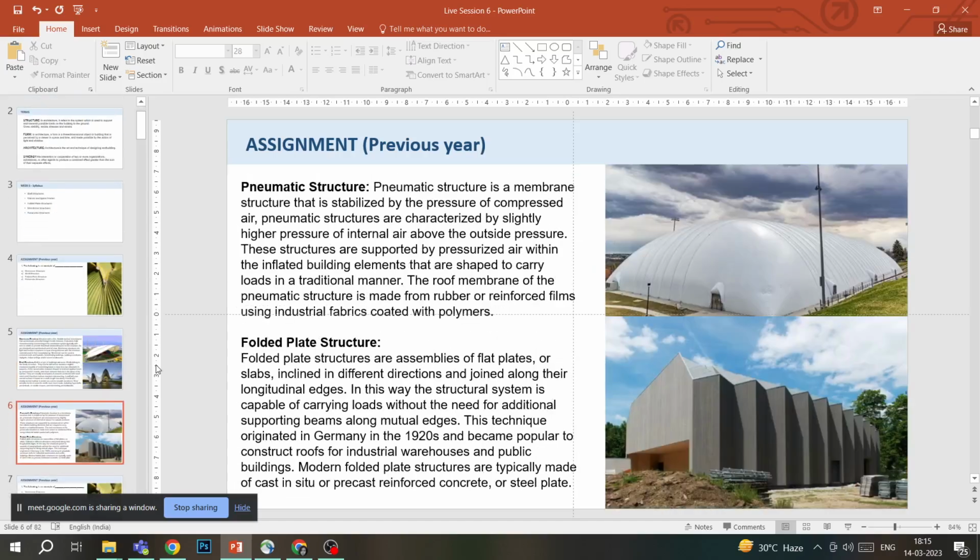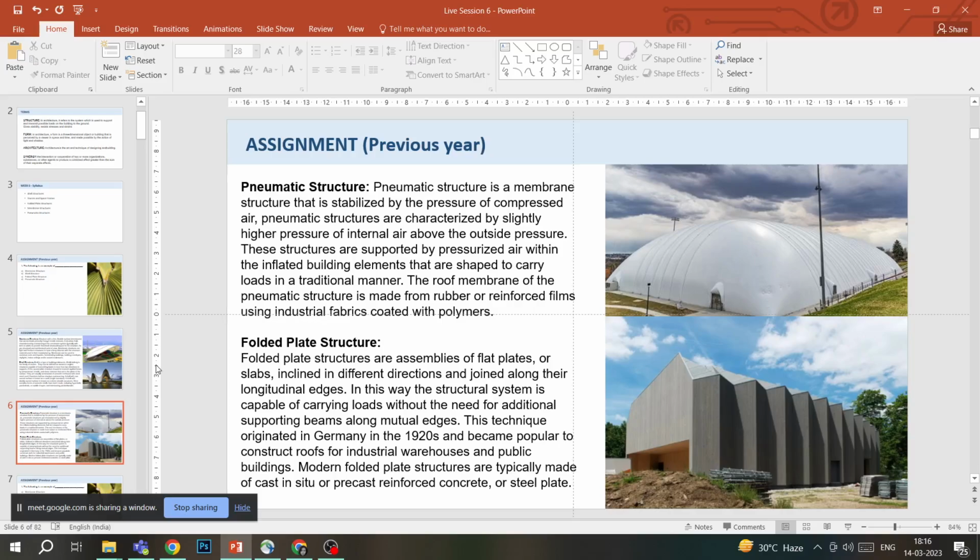Pneumatic structure is a type of membrane structure and it is stabilized by the pressure of compressed air. Pneumatic structures are characterized by slightly higher pressure of internal air above the outside pressures. So the concept of pneumatic structure is that the air pressure inside this structure is higher compared to the air pressure outside the structure. That's how this kind of structure stands still.